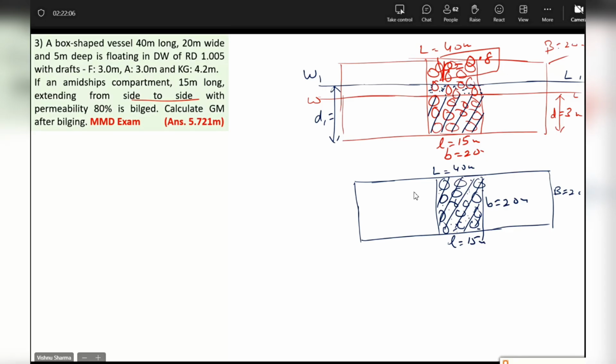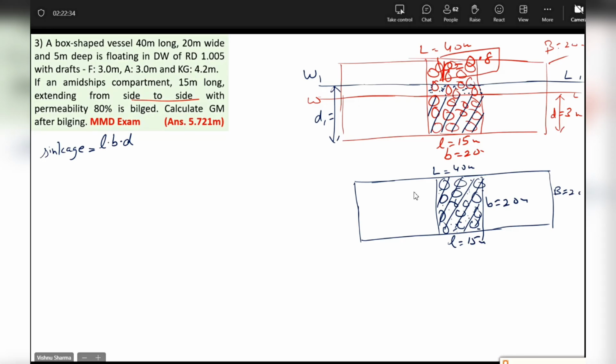Okay, guys. Now, first we find sinkage. Now pay attention. If my compartment was fully empty, then the lost buoyancy would be LBD. Do you agree this would be the lost buoyancy if the compartment was fully empty? Yes or no? Correct? Yes or no?